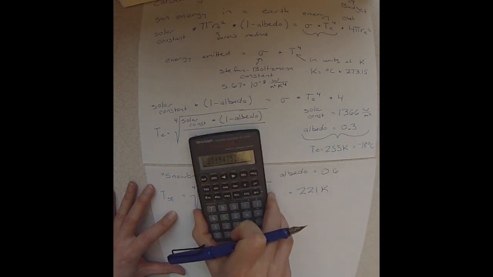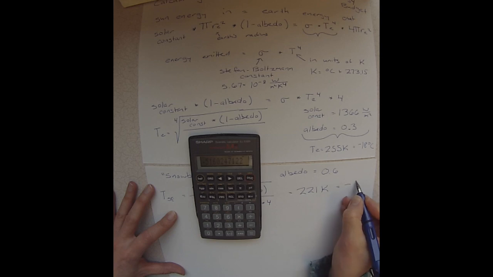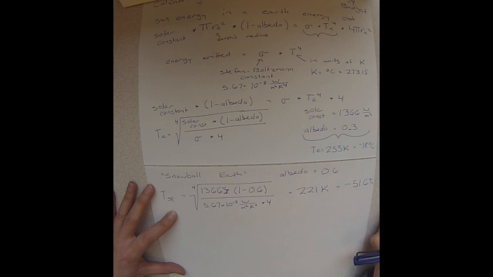Which again we can convert to degrees Celsius by subtracting 273.15, which gives minus 51.6 degrees Celsius. Okay, so in this calculation, although we're neglecting the atmosphere, which is of course important, we can see an indication of how important the albedo is. With a higher albedo and more sunlight being reflected, a substantially colder temperature would be expected. Okay, I hope that helps with using this equation to calculate temperature from an energy budget.